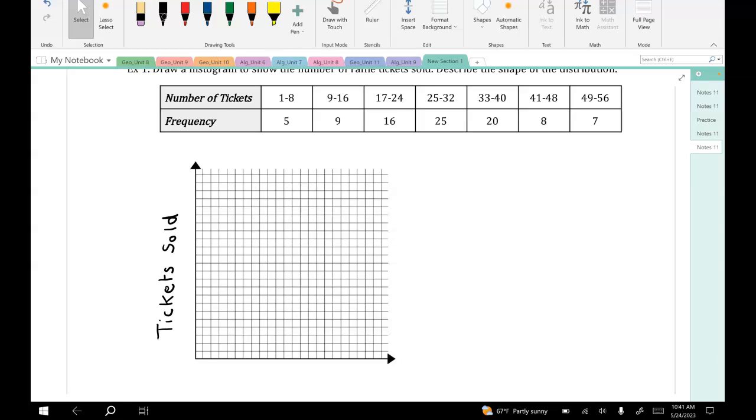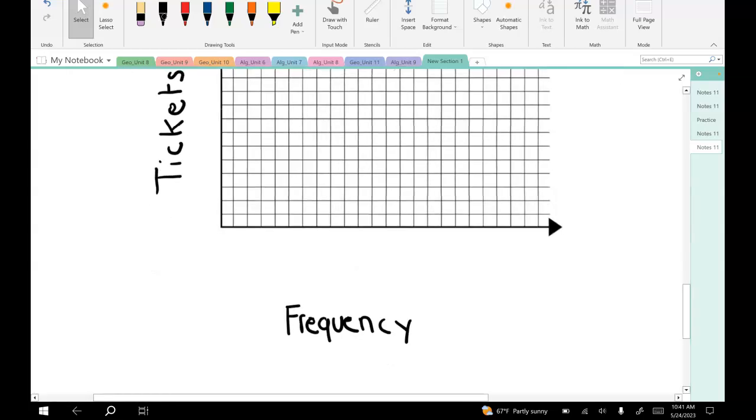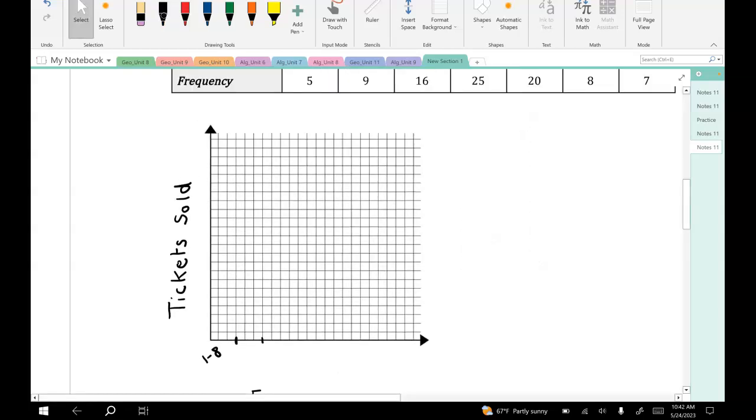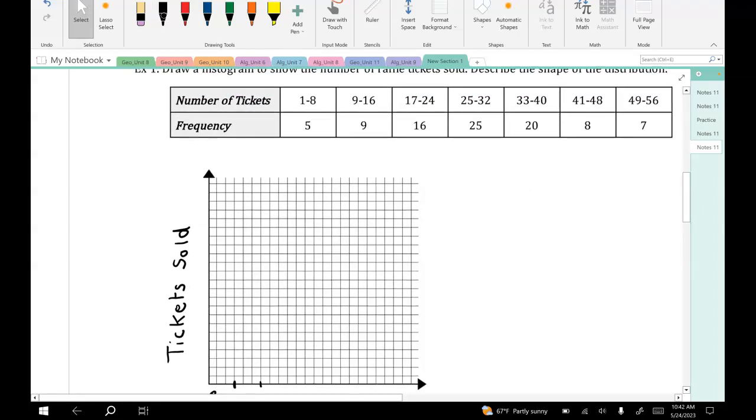What I mean by that is, our first 3 boxes are where we're going to put the frequency of if you sold 1 ticket through 8 tickets. So 1 through 8. If you don't like writing up and down like that, you can do it diagonally. It's a little easier to read. Then we move over 3 boxes, and that'll be our next bin. Our next bin was 9 through 16.